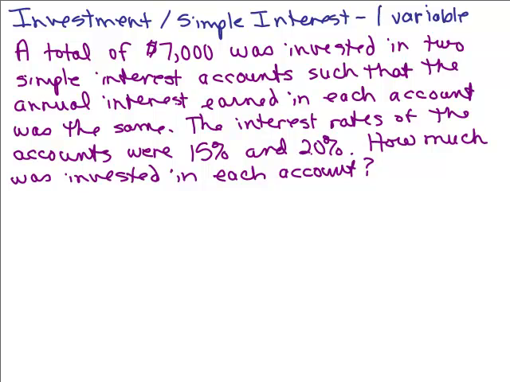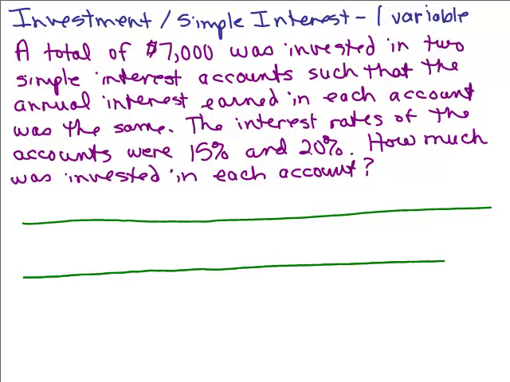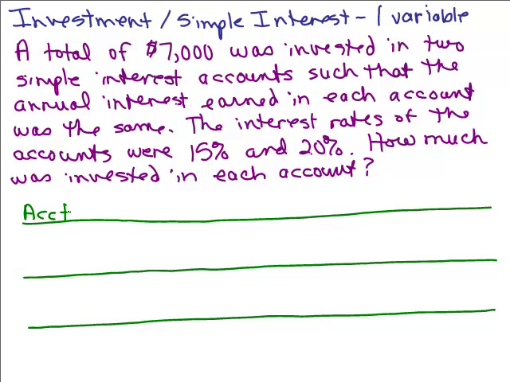So here's our problem again. We've got two different kinds of accounts, and I like to make up a chart to keep track of the accounts, the percentage, the amount I'm putting in each account, and how much interest I'd earn. So we have two kinds of accounts, right? We have one account that earns 15% per year in interest, and the other one 20% per year.